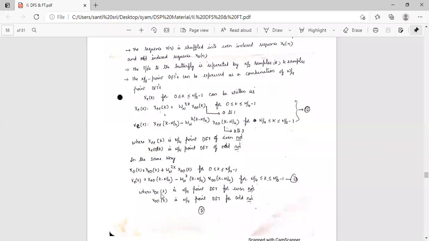So xoe of k is the n by 4 point DFT for even numbers, and xoo of k is the n by 4 point DFT for odd numbers.